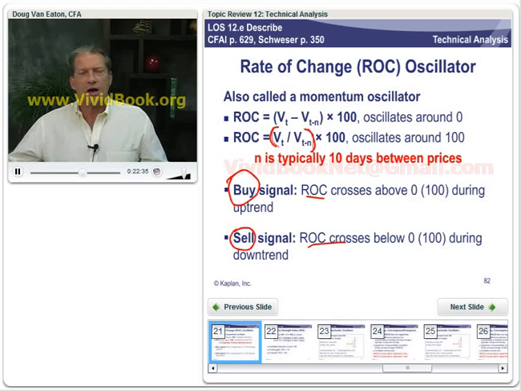If your oscillator and your price trend are in opposite directions, then you don't know what to do. More analysis is required.